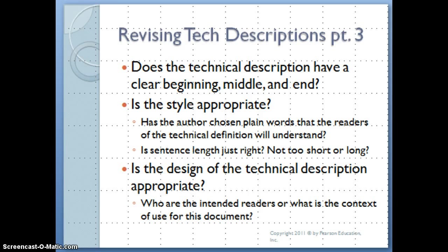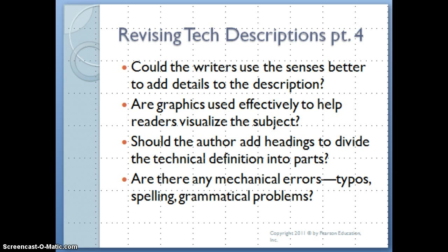Is the design of the technical description appropriate? In other words, have you taken into account the intended readers or what the context is for the use of this document? And again, I would really urge you to go back and read the case scenario very carefully. Think about your audience as you are designing this technical description. Could the writers use the senses better to add details to the description? Are graphics used effectively to help readers visualize the subject? Should the author add headings to divide the technical definition into parts? And then finally, thinking about that very last level of proofreading, are there any mechanical errors, typos, spelling, or grammatical problems?